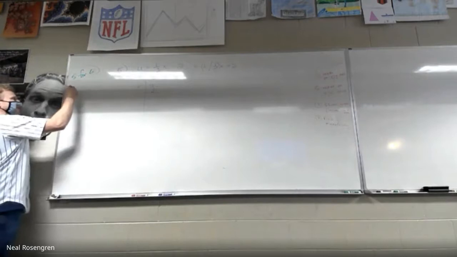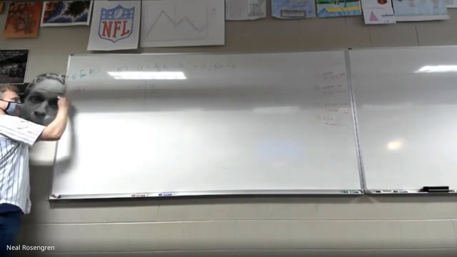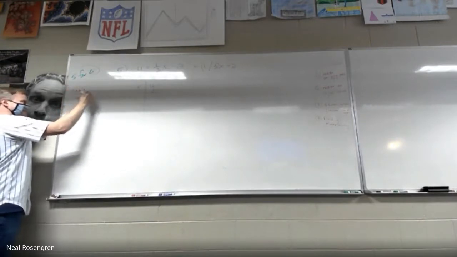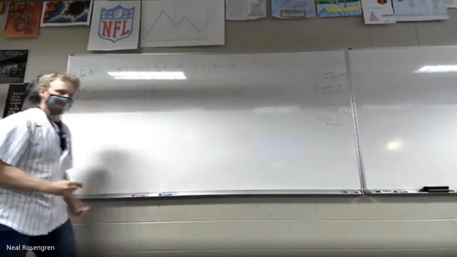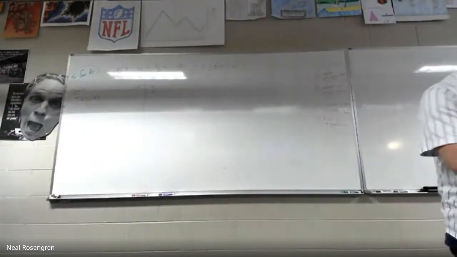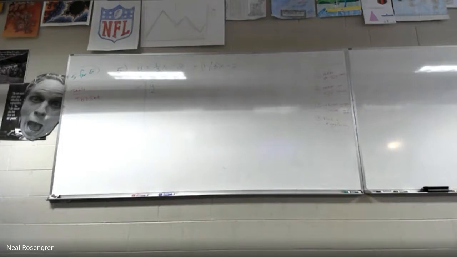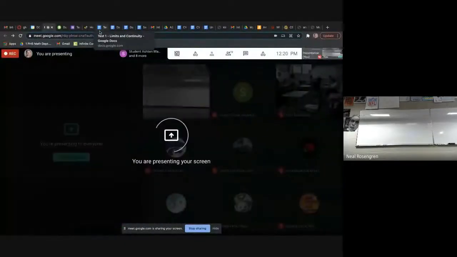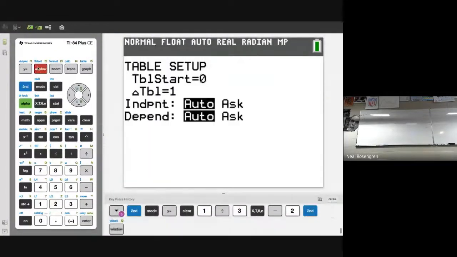So how to make the table? Well, first thing we have to go to is TBL set. All right, so second window. Let me share my screen. Home, check it out. Really, all we're going to do is class with you. And then you can submit that to Canvas. There we go. Okay, so second window.